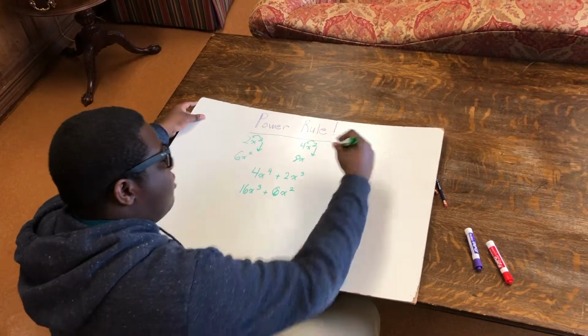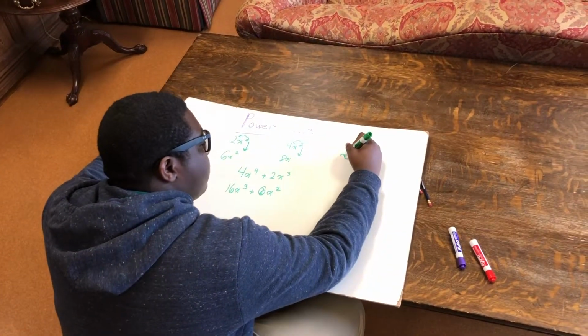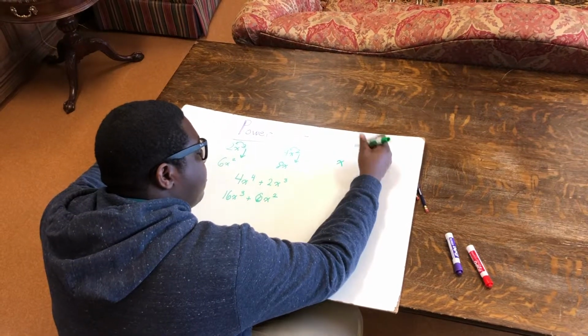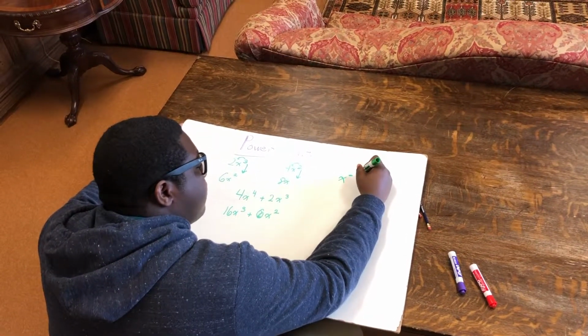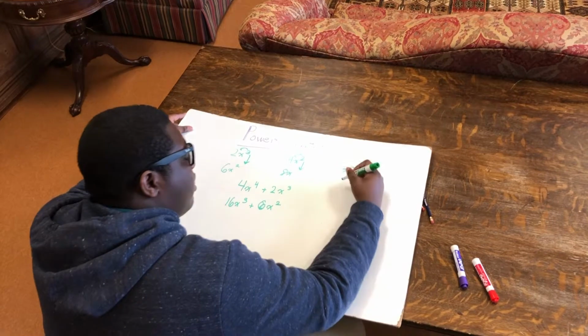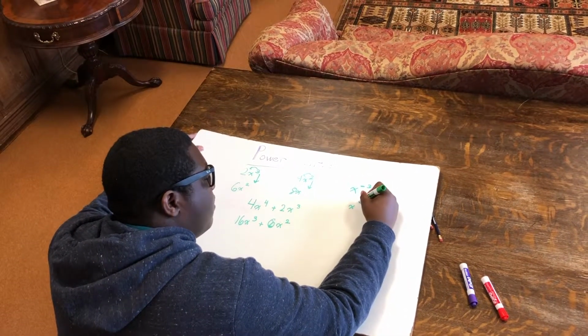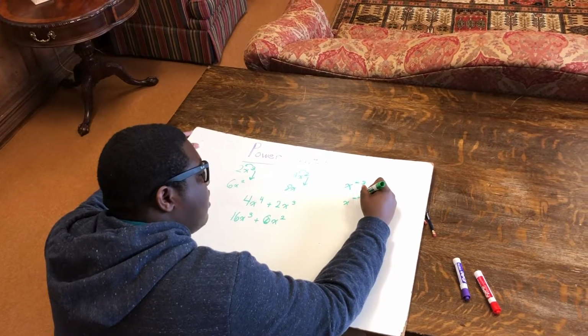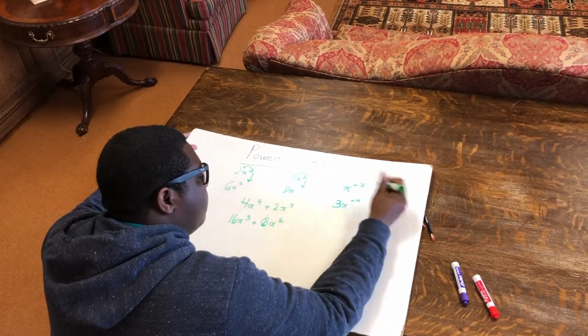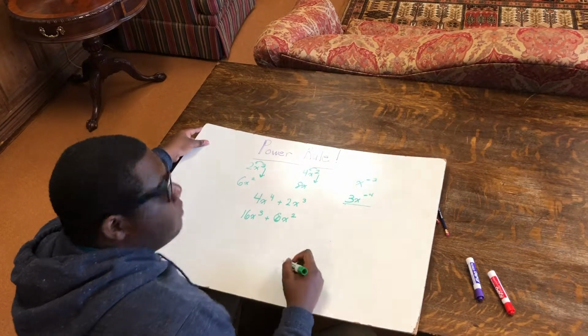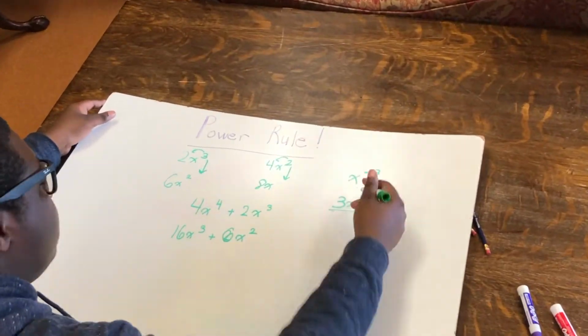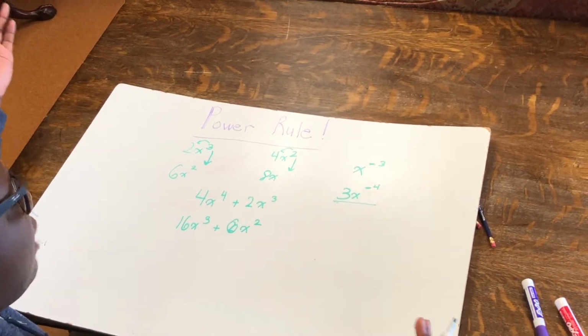Easy. Now, you can even do it for negative numbers. You just gotta count up in the opposite direction. So take this for example. All you gotta do is subtract. It's that easy. It's the power rule, baby.